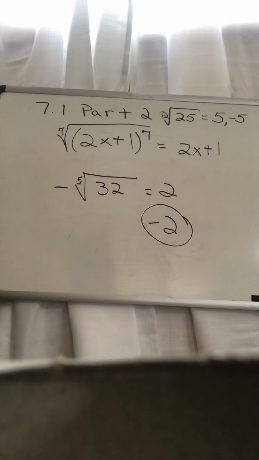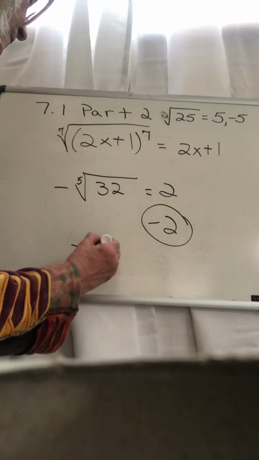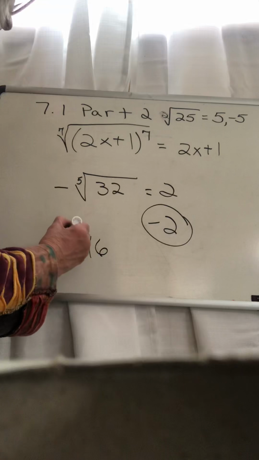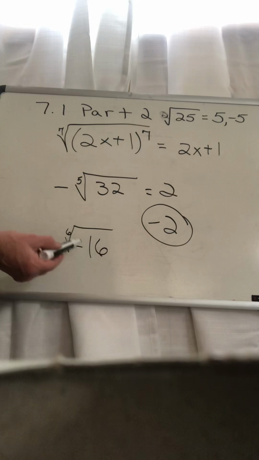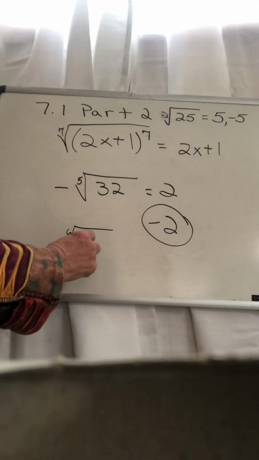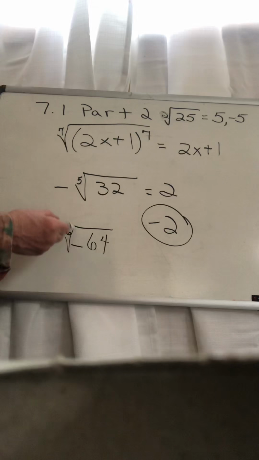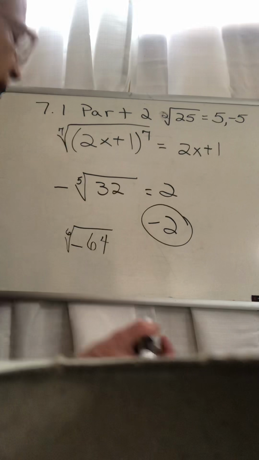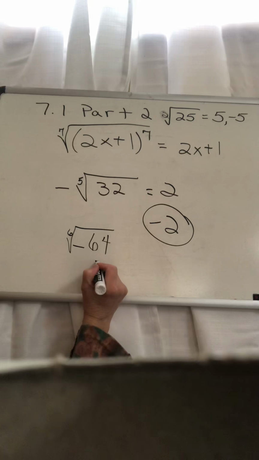All right, let's go ahead and look at You Try It 3, where we have a negative 64. And then our index is a 6. So the 6 is an even number. We have a negative number inside the radicand. Whoops, I wrote it down completely wrong. Sorry about that. We have a negative 64 inside the radicand. So because the index is even, this is one that can't be solved.